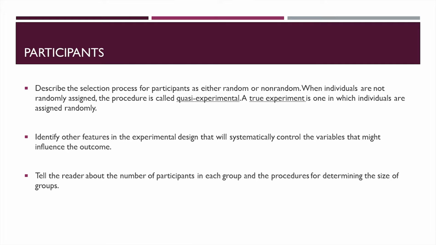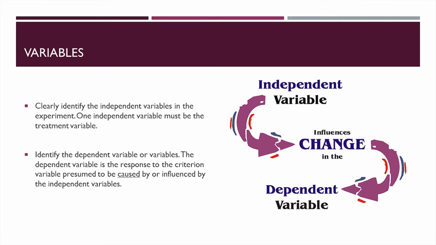Remember that the participant section should also explicitly talk about how you controlled for factors that might have impacted the outcome, as well as talk about the number of people in every group. Your independent and dependent variables should be clearly identified. Remember that your dependent variable is caused by your independent variable.